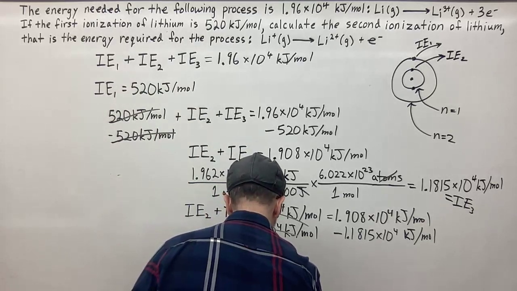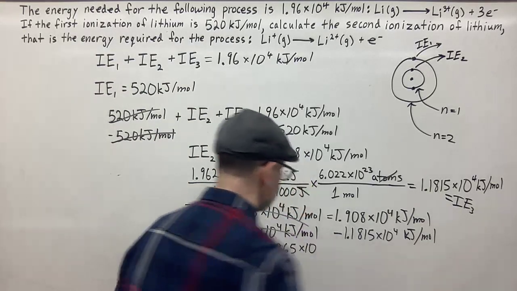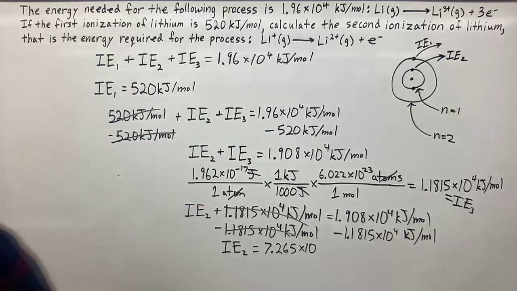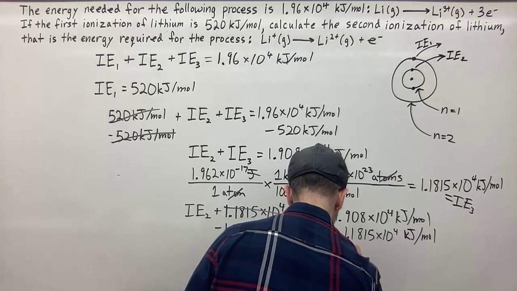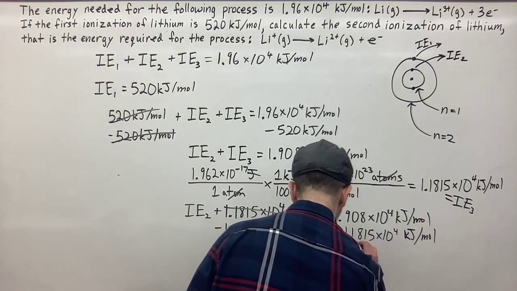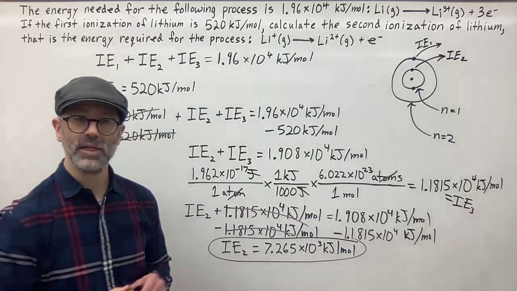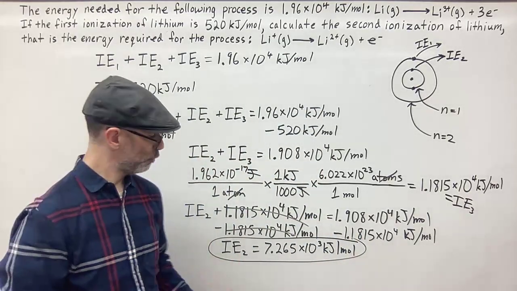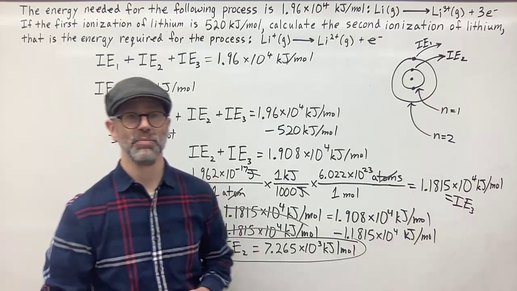7.265 times 10 to the third kilojoules per mole. And that, ladies and gentlemen, is how you find the second ionization energy in this problem.